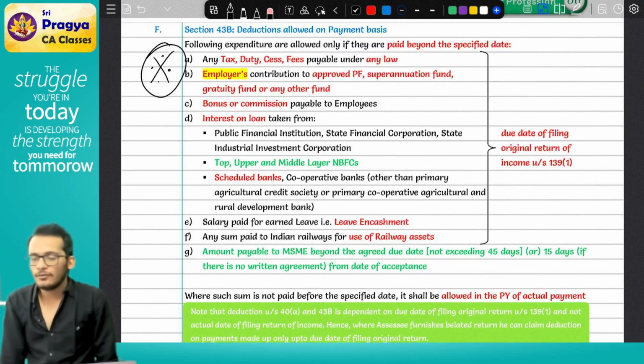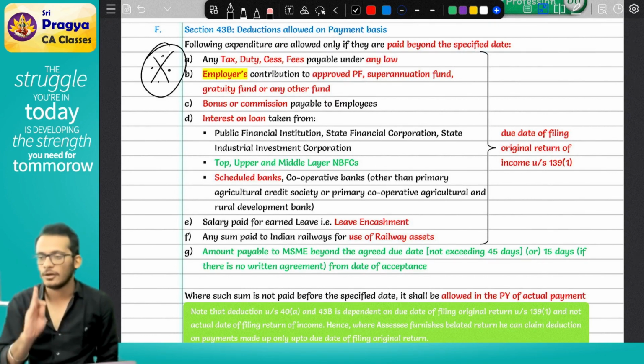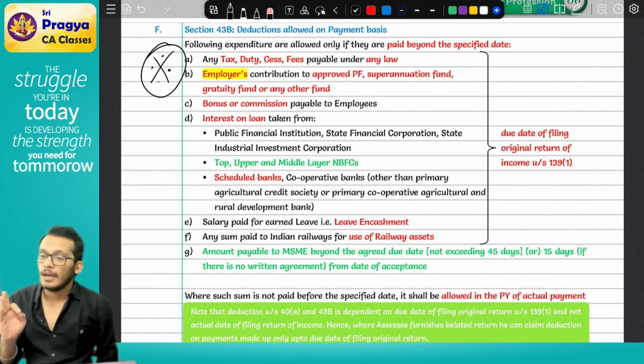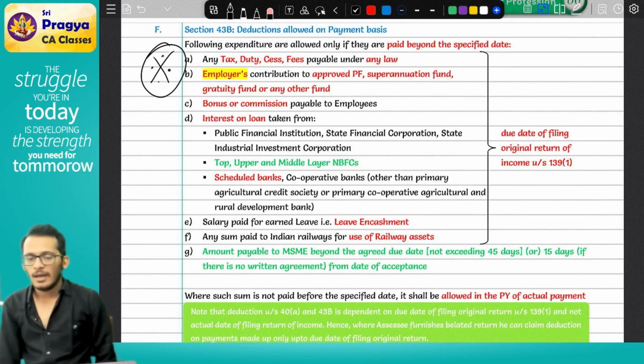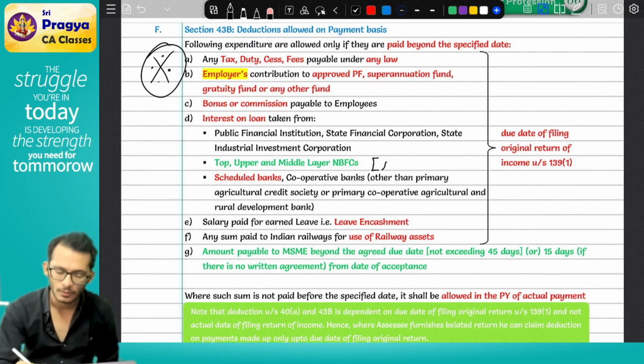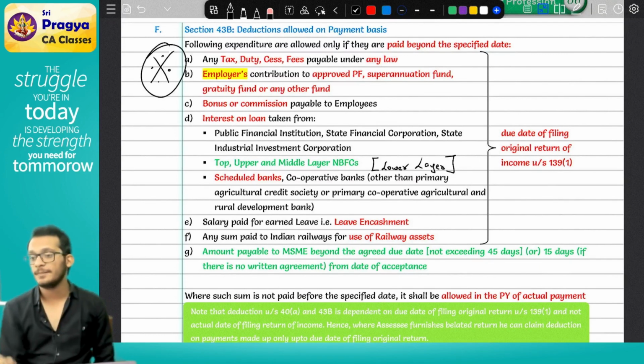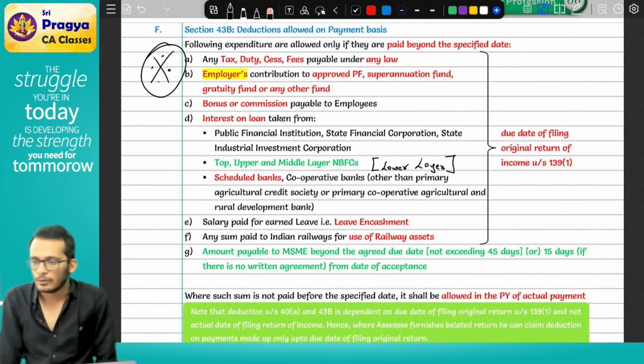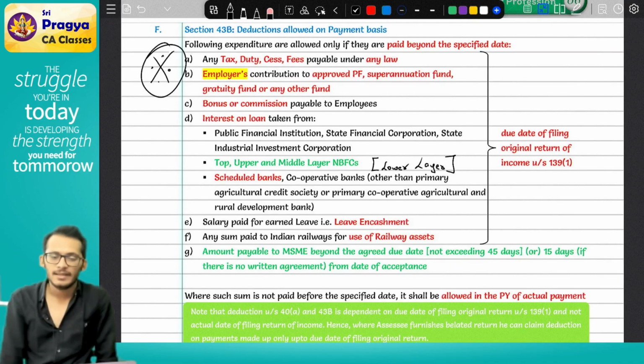Do you have to know the definition from an exam perspective? No. You don't need to know the definition from an exam perspective. For you, what is important? It should be a top, middle, or upper NBFC, which means you are not covering the lower layer. If the interest is paid to a lower layer NBFC, it is still allowed. It is not allowed if it is made to a top, upper, or middle layer NBFC. Since it is an amendment, please take your amendment pens and highlight this quickly.